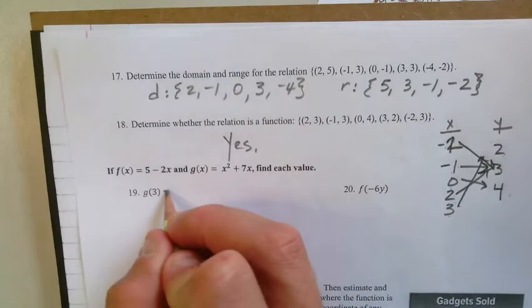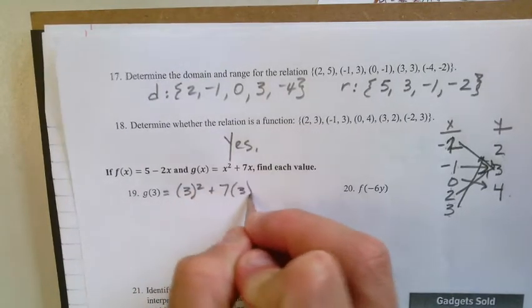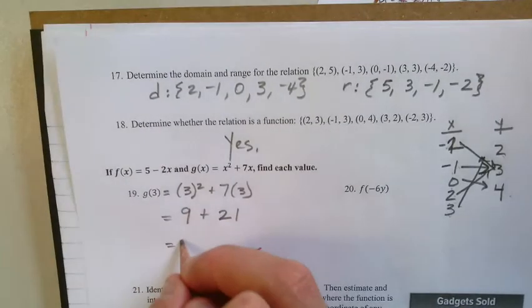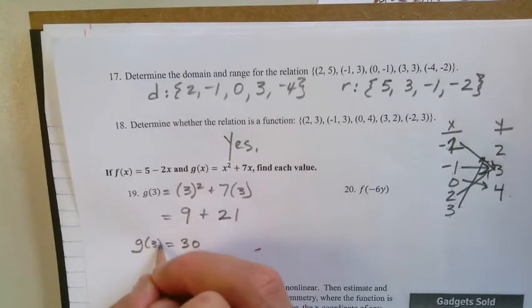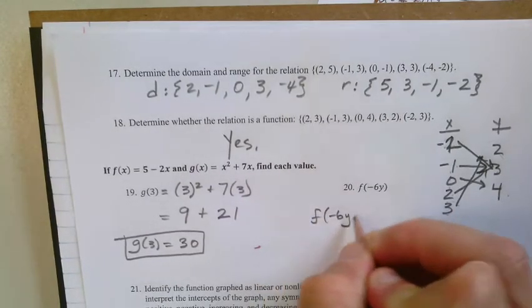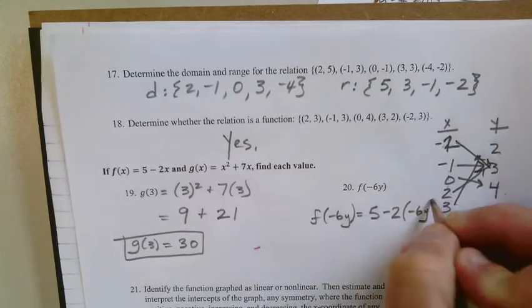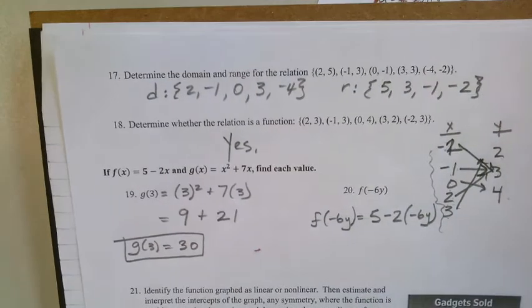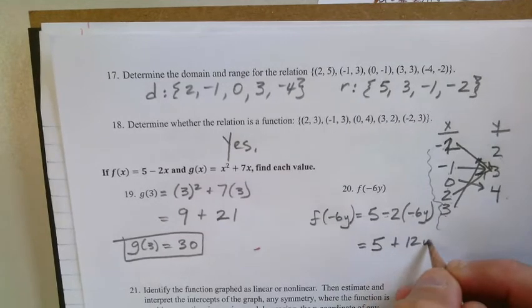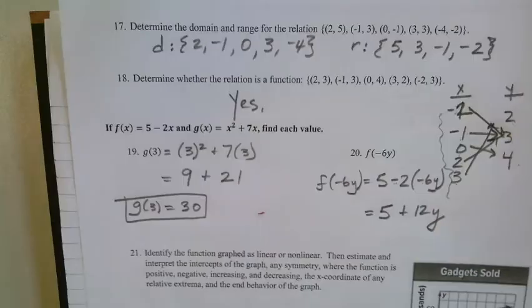Looking at number 19, we've practiced these. We're going to plug these in. Don't forget to put parentheses around it. Okay. Order of operations, 9. Then we go ahead and multiply 21 would equal 30. And then for this one, f of -6y, I'm going to go ahead and plug this in, -2 times -6y. Ignore that right there, okay? So here I have a double negative, and when I multiply, I get a positive 12y. And I can't combine those two because they're unlike terms, so I leave them just like that, okay?